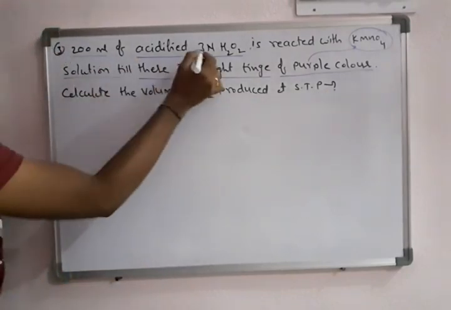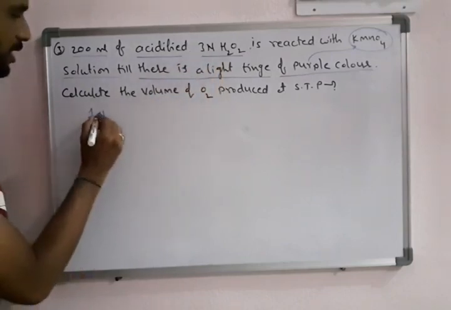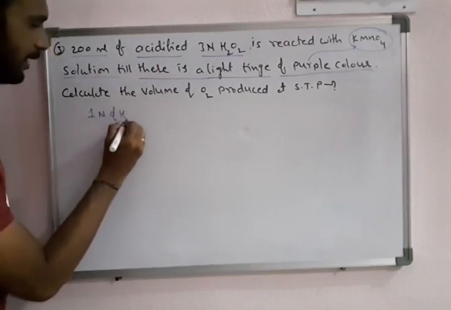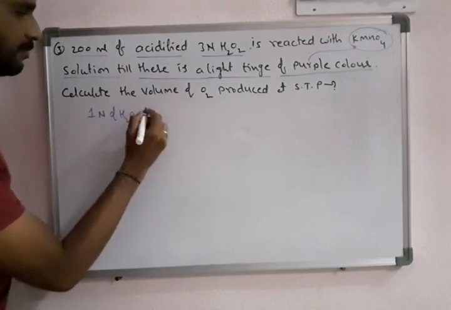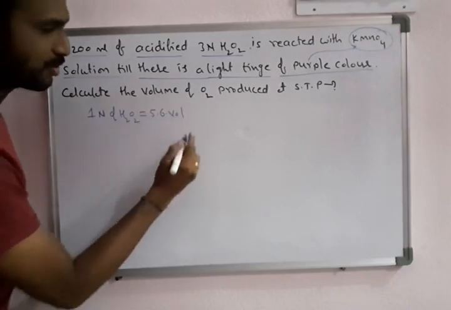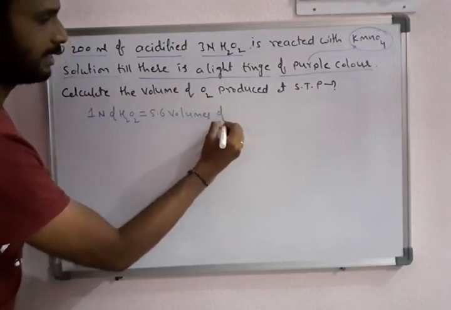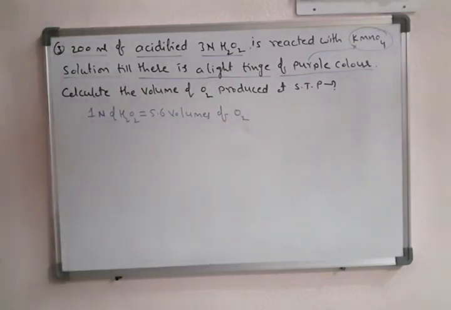Here, we know that it is 3 normality. So we need to calculate the volume of O2. We know the basic formula that 1 normality of hydrogen peroxide is nothing but equal to 5.6 volume strength of hydrogen peroxide, or it releases 5.6 volumes of oxygen, 5.6 volumes of oxygen.